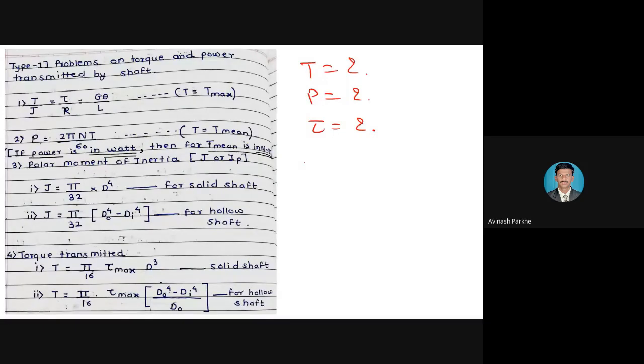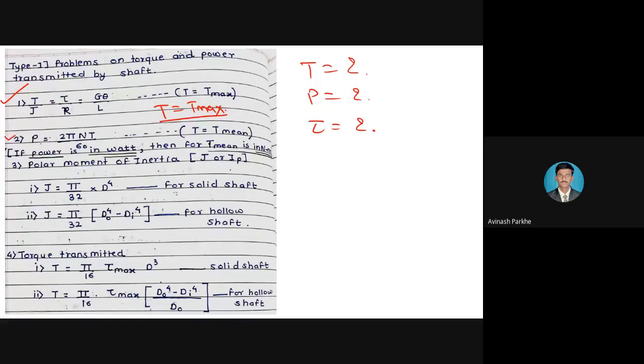So what are the important formulas? The first formula you can see here is the torsion formula we have just derived: T upon J is equal to tau upon R is equal to G theta by L. Please keep in mind, in that torsion formula, whatever the capital T is, that capital T is always equal to T max. Whatever torque is represented in the torsion formula is also called the maximum torque induced in that particular shaft.